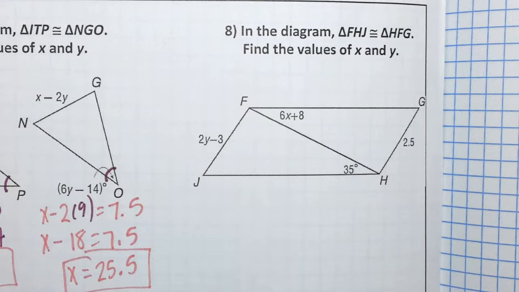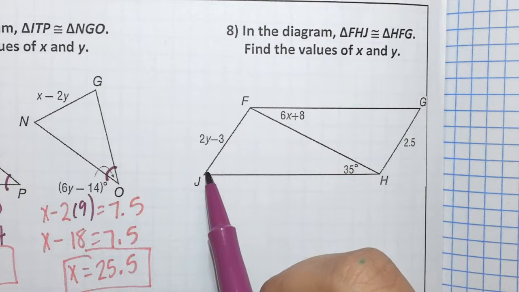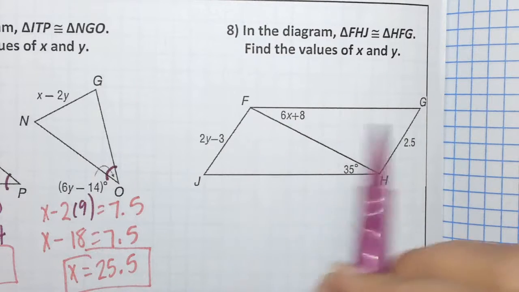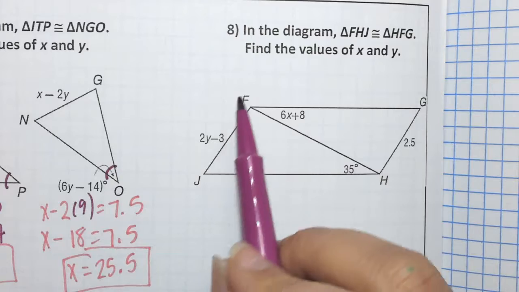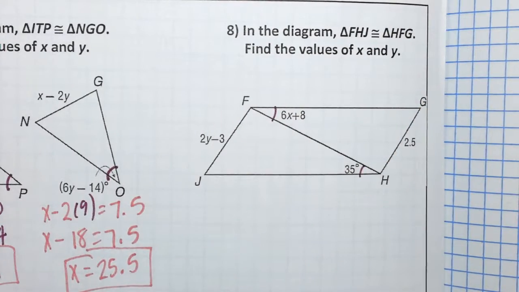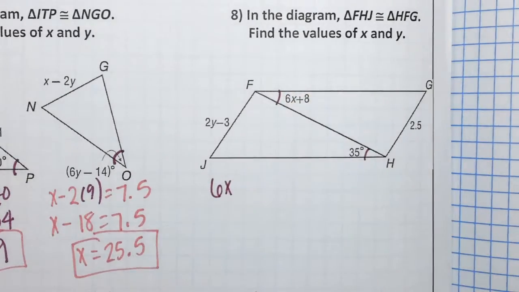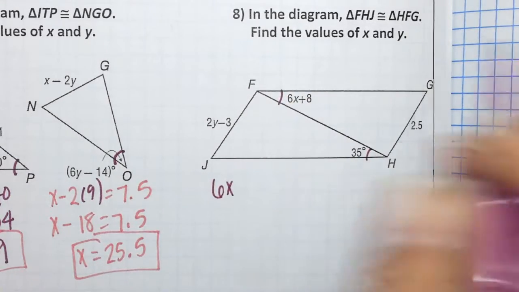Number 8. In the diagram, FHJ is congruent to HFG. Find the values of x and y. So what do we know about these two angles? They're the same. These two are congruent. So what would we do with 6x plus 8 and 35? Set it equal to each other. Those are also alternate interior angles, just in case you forgot that.